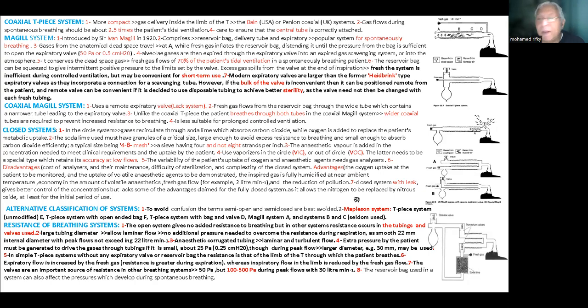The coaxial McGill system, as you can see from the figure, in comparison to the Bain circuit, we have the expiratory tube instead of the inner tube.